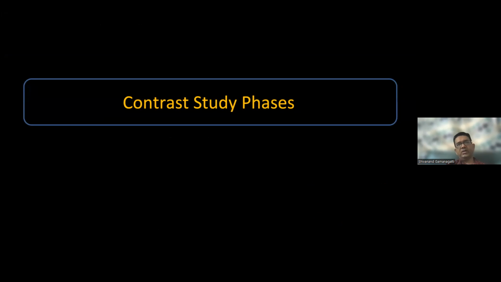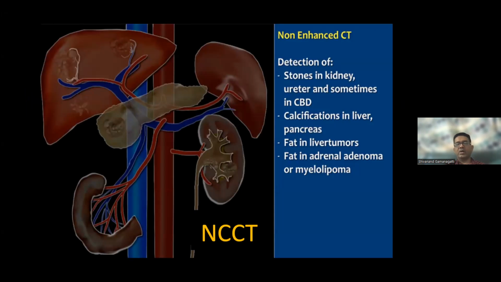Now, whether you are using CT or MR, you should be able to understand what the contrast study phases are. When you come to discuss with us, we talk about whether it is arterial phase, early arterial phase, late arterial phase, portovenous phase, delayed phase. What does it mean? And what are the advantages of each phase? In liver imaging, non-enhanced CT helps to pick up calcification, fat, hemorrhage. I'm talking about only the liver.